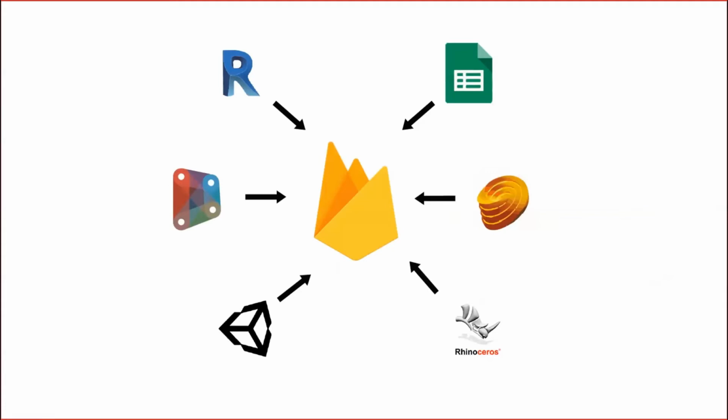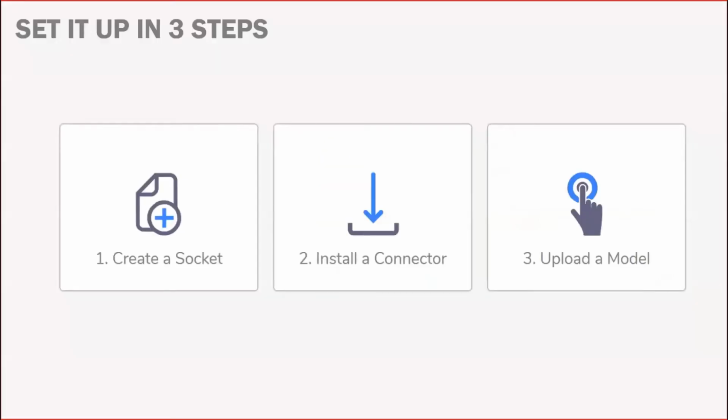So how does it work? Under the hood, we use Firebase, which is a backend as a service that allows us a bidirectional real-time connection. How to use it? Basically, you set it up in 3 steps. You create a socket, install a connector, and finally you upload a model. And that's it. You're connected.